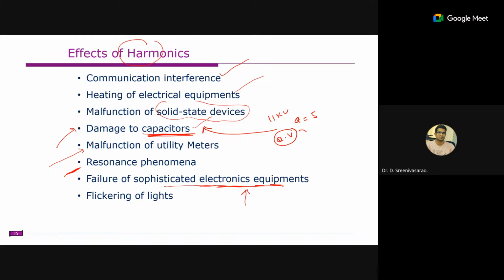So failure of sophisticated electronic equipment. The heat generated due to the harmonics is very high. So maybe it leads to the early failure of the electronic equipment. So flickering of the lights, as we discussed, if there are fluctuations in the voltage waveform that leads to the flickering, and sometimes operating it for a longer duration, our eye may perceive these disturbances, and also it will damage the LED lights very quickly.